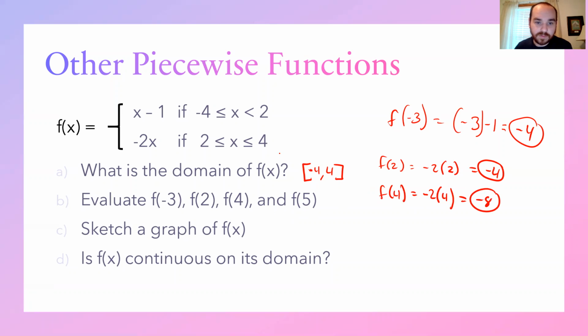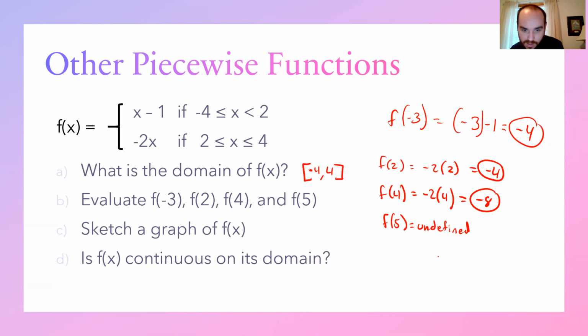And then the last one, f of 5. Now, f of 5 is not in either of these two functions, right? 5 is not between -4 and 2, and 5 is not between 2 and 4. So f of 5 is actually undefined, right? There's nothing in our function that tells us what to do with an f of 5. If we have an x value of 5, it doesn't fit onto either of these, so we call it undefined. And that's how you'd write an answer for this too.